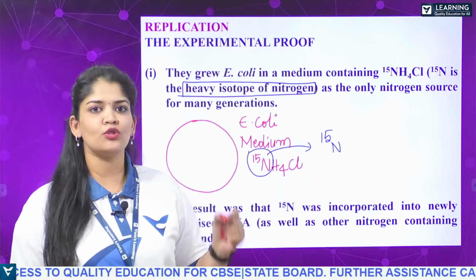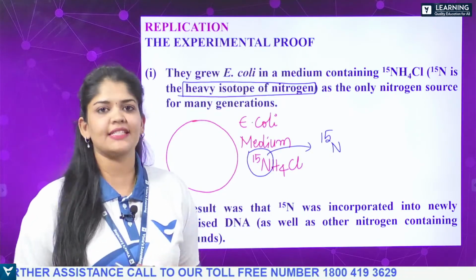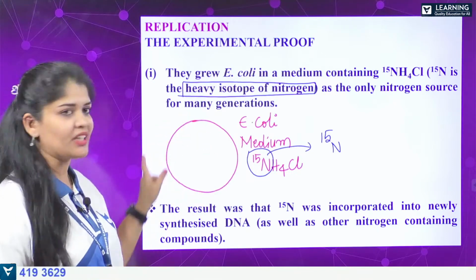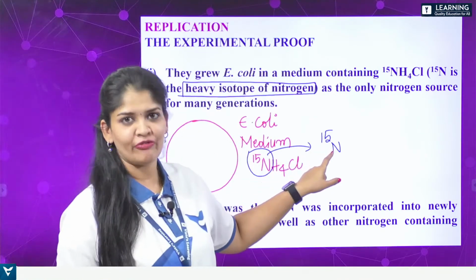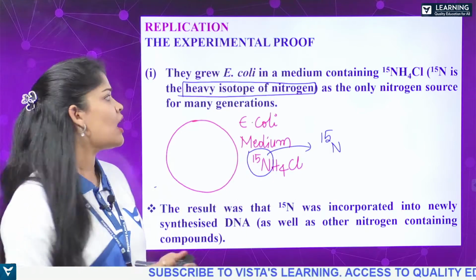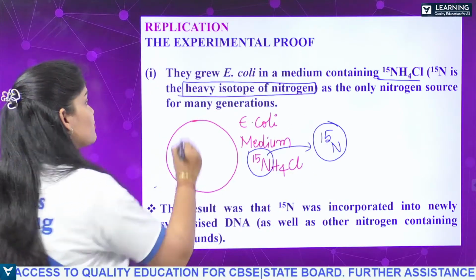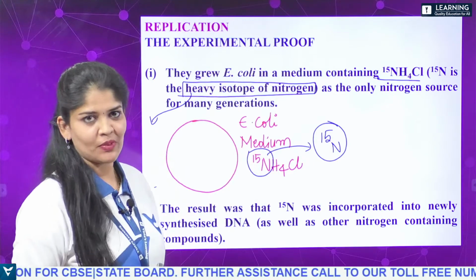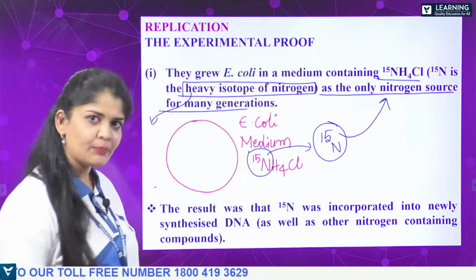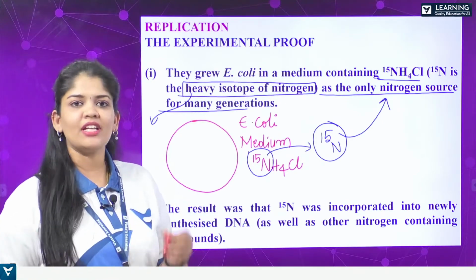Instead, the centrifugation technique is used to separate and detect the distribution of the DNA that is formed in the next generation. So here, they allowed Escherichia coli to grow on a medium containing N15. That is, N15 is incorporated into the ammonium chloride, which acts as the source of nitrogen. Just now we said that this N15 is a heavy isotope, which means we can separate it based on density. This is the only nitrogen source available, therefore it will get incorporated into the DNA present inside each and every Escherichia coli cell.